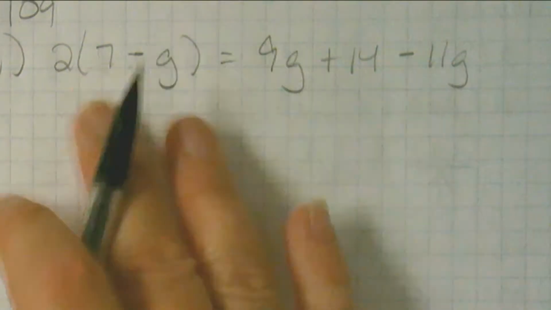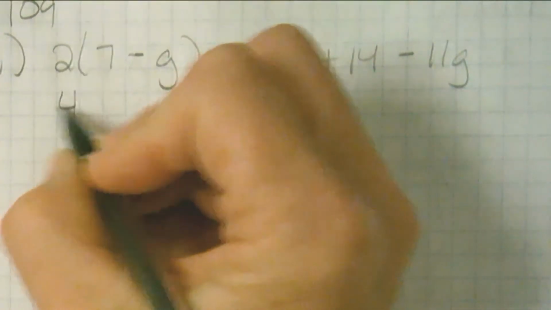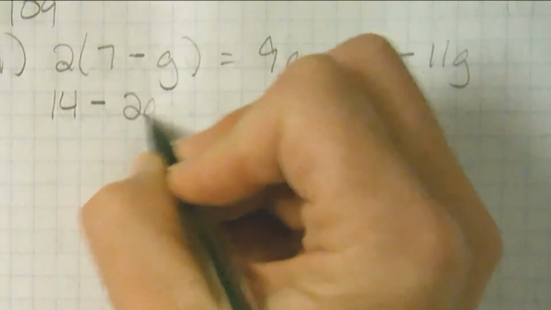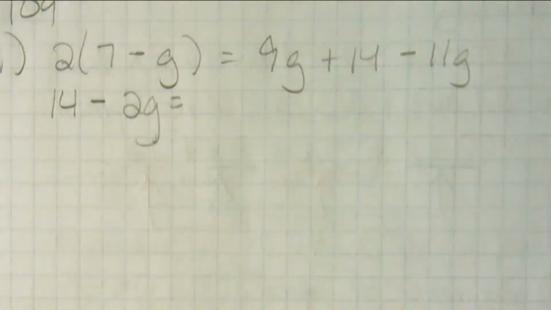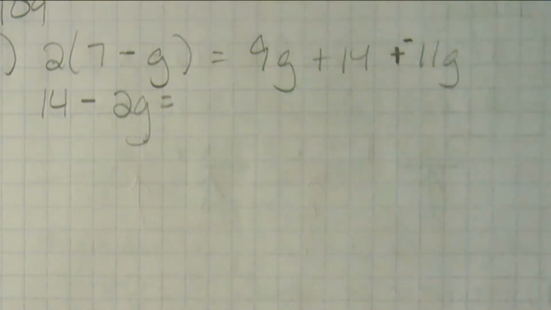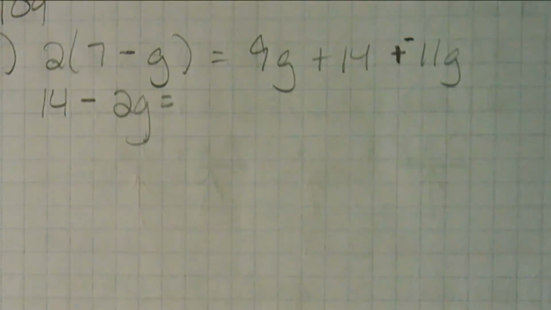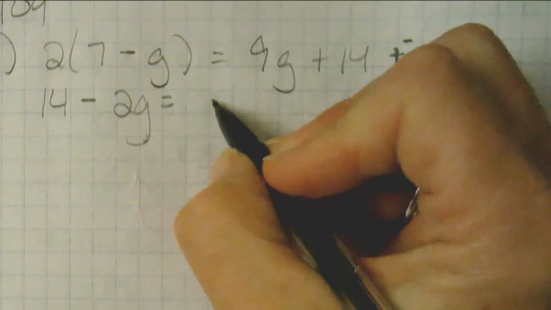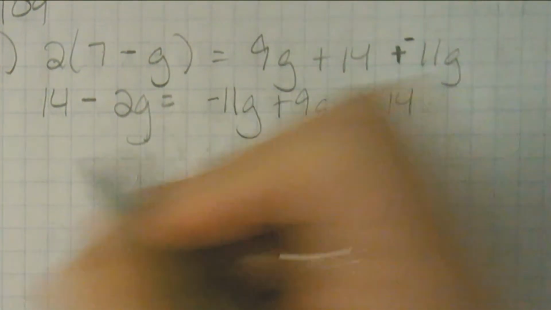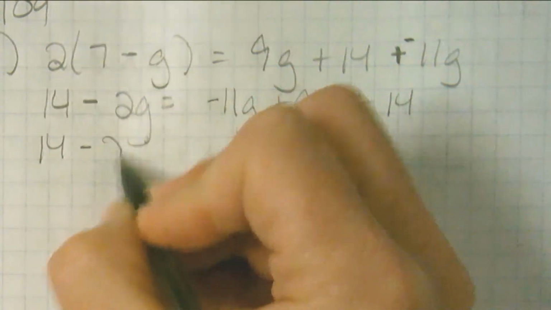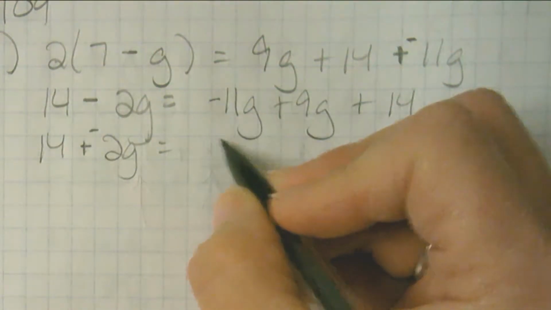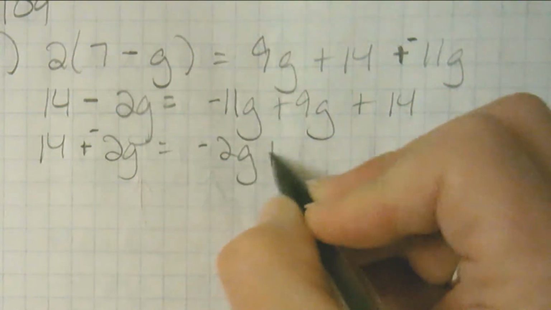On the left side, simplifying means I do the distributive property. So 2 times 7 is 14 minus 2 times g equals, Al, I'm going to add the opposite on that right side so I can move my like terms together. So I have a negative 11g plus 9g plus 14. So I have 14 plus a negative 2g is equal to negative 2g plus 14.